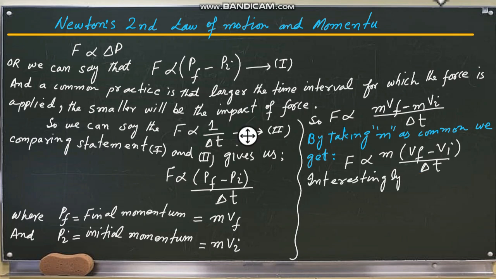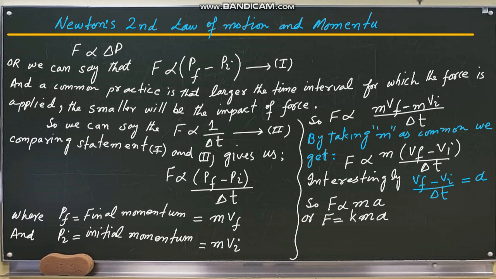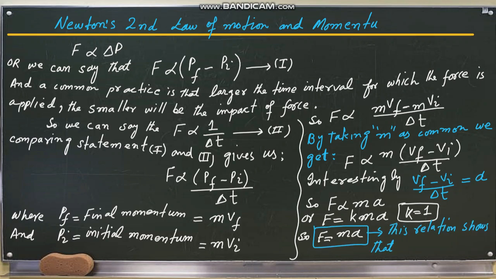Interestingly, (Vf minus Vi) over time interval is equal to acceleration. So the above statement can be written as F is proportional to mass multiplied by acceleration. Removing the proportionality sign gives us F is equal to K multiplied by mass times acceleration, where K is the constant of proportionality and K is equal to 1. So we get F is equal to ma, where this final relation shows that force is directly proportional to the acceleration, which is actually another statement of the second law of motion.